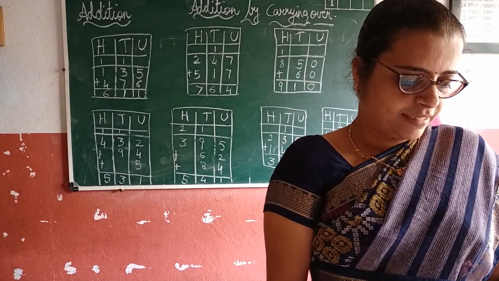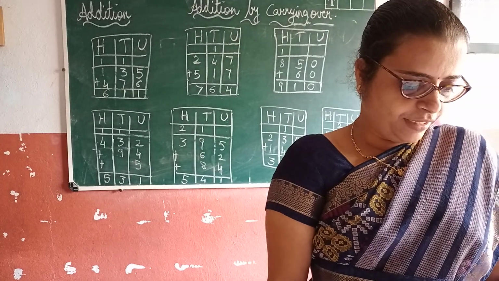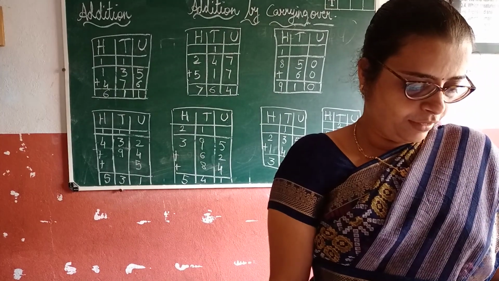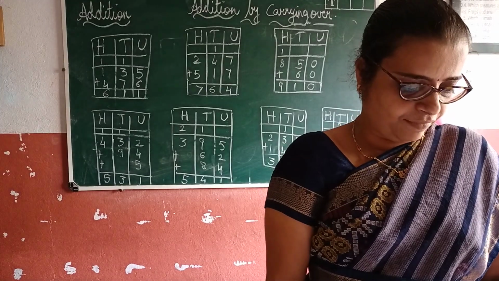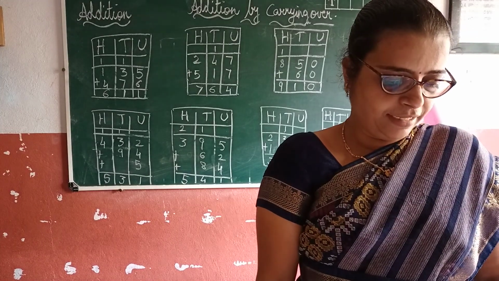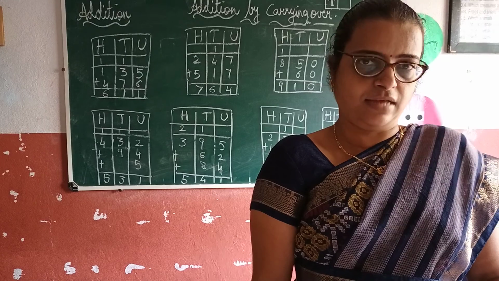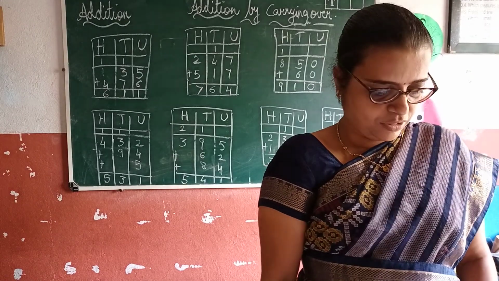You have to count this. See here how many hundreds are there? 1, 2, 3. And how many tens are there? 10, 20, 30, 40, 50, 60, 70, 80. So you have to write here 387 and 387. You have to write in words. I hope you understood this picture, students.